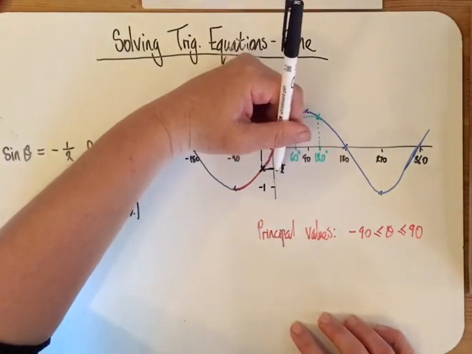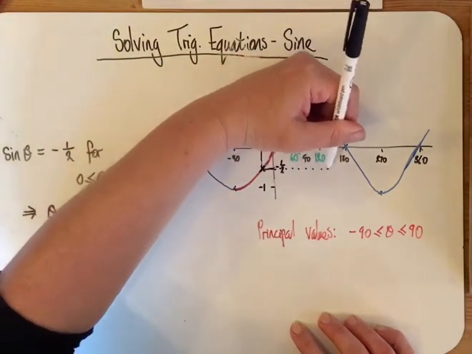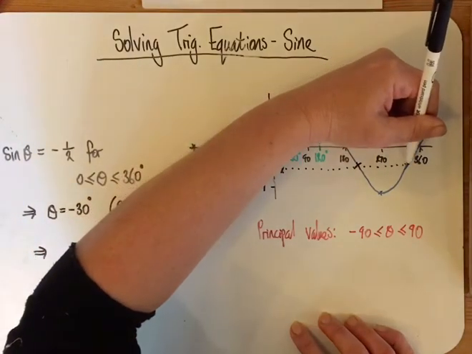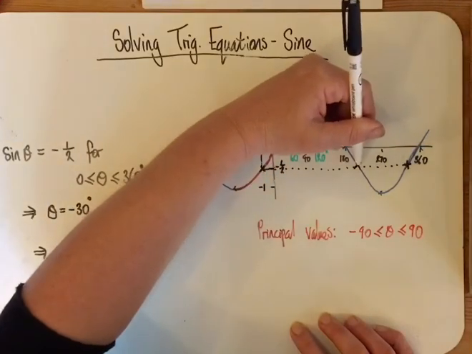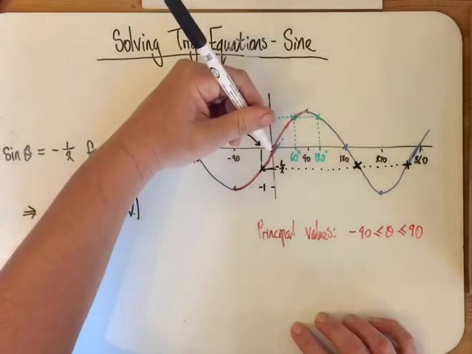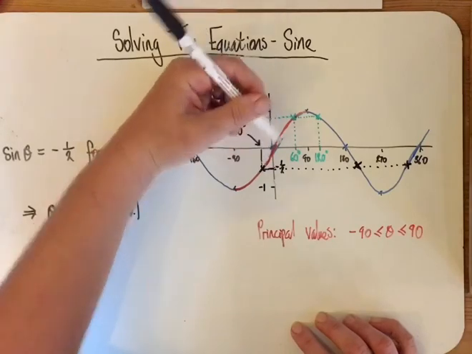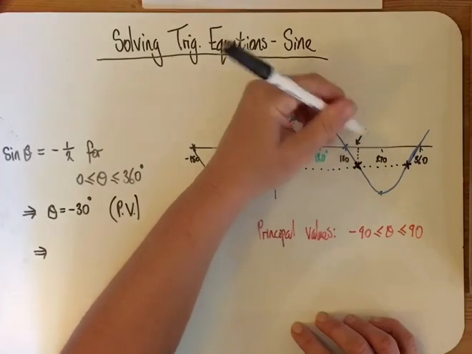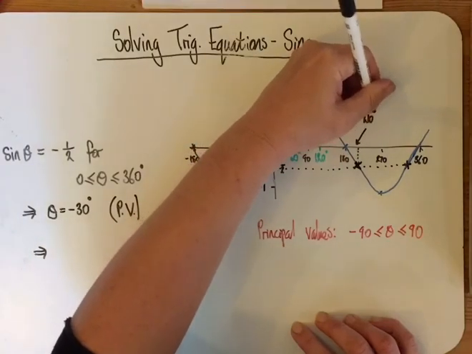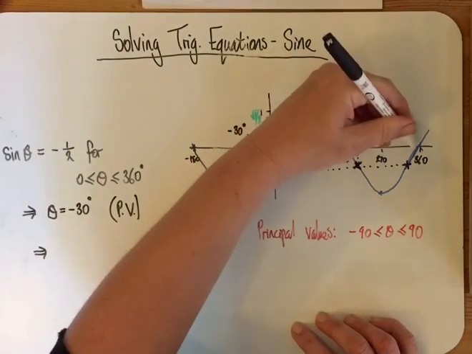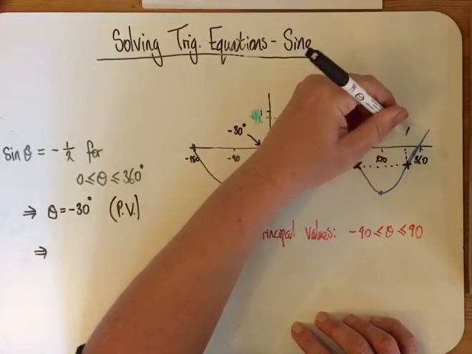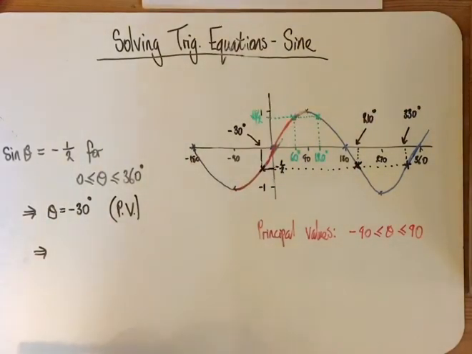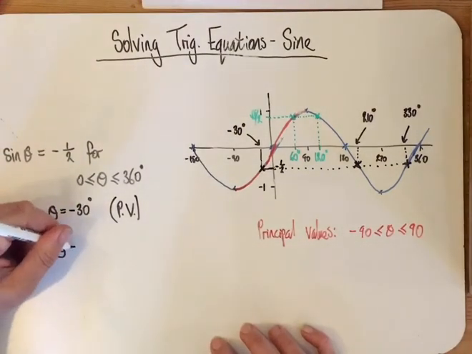So I'm doing the same process, I'm coming across and there's one there, and there's another one there. So I've gone back 30, and so I need to go forwards 30. So this value here is 210 degrees, and then I've gone forwards 30, back 30, and this value here is 330 degrees.